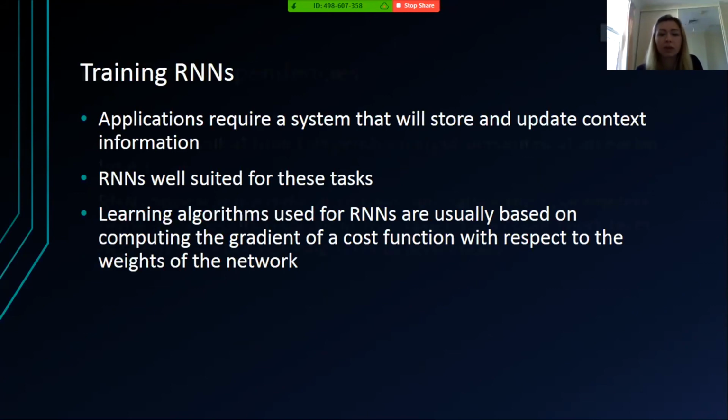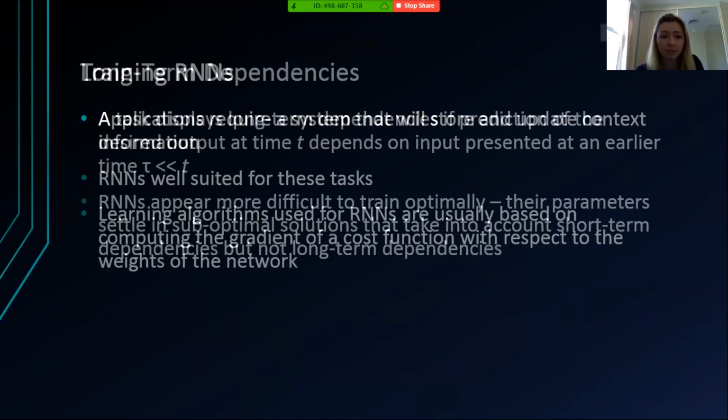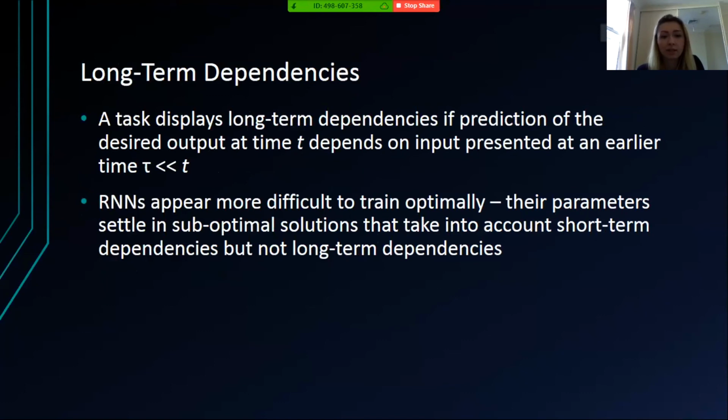So what actually are long-term dependencies? A task displays long-term dependencies if prediction of the desired output at time t depends on input presented at an earlier time. So for example, it means that the gap between the place where the relevant information occurs and the place where this information is needed is too large.